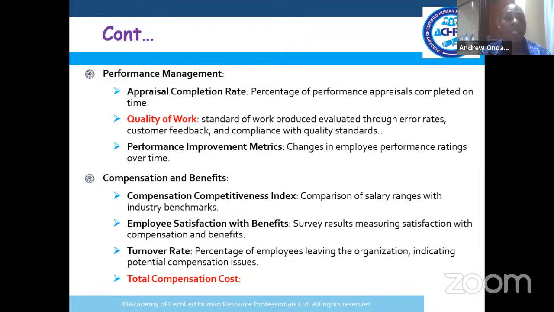The second aspect that we are measuring is the quality of work that is produced by the employees after the appraisal.